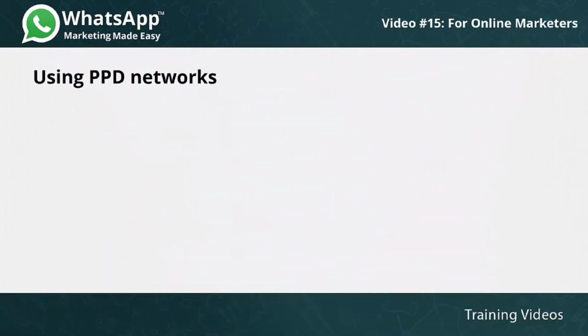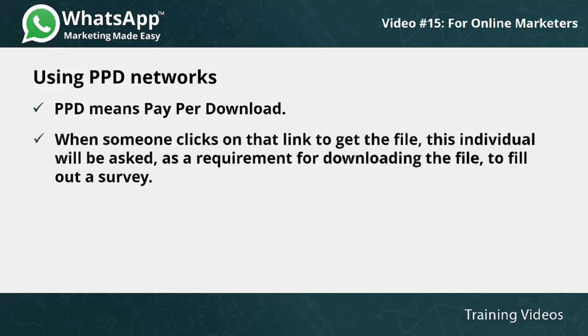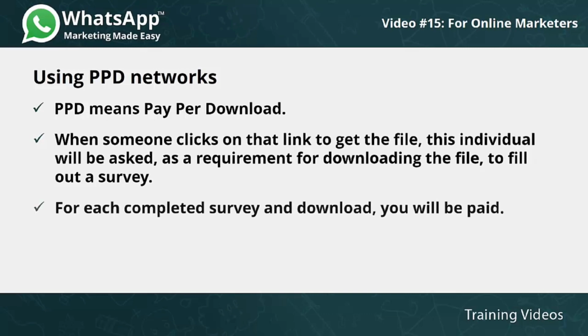Using PPD networks. PPD means pay per download. Examples of PPD sites are Linkbucks, CleanFiles, FileIce, ShareCase, etc. The working method of a PPD network is allowing registered users to upload files to its server. These users then promote their files, using custom links which are generated when uploading the file. When someone clicks on that link to get the file, this individual will be asked, as a requirement for downloading the file, to fill out a survey. For each completed survey and download, you will be paid.